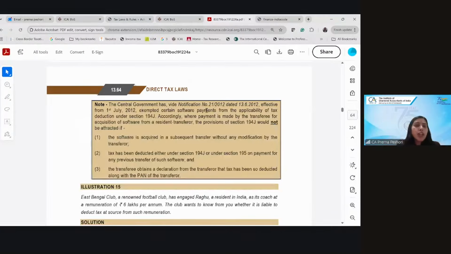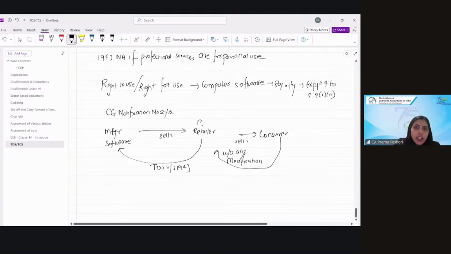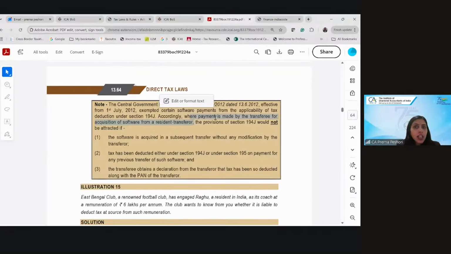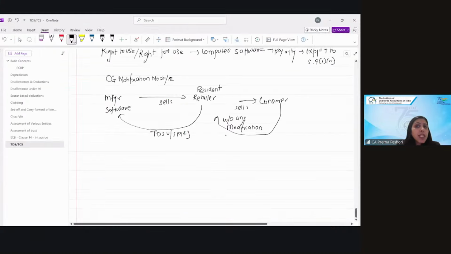But the central government notification says that where the payment is made by the transferee for acquisition of software from a resident transferor, so if he is a resident retailer, then the TDS under 194J would not be attracted if the software is acquired in a subsequent transfer without any modification by the transferor. So this is a subsequent transfer, right? So here the TDS will not be applicable if the software is acquired without any modification.